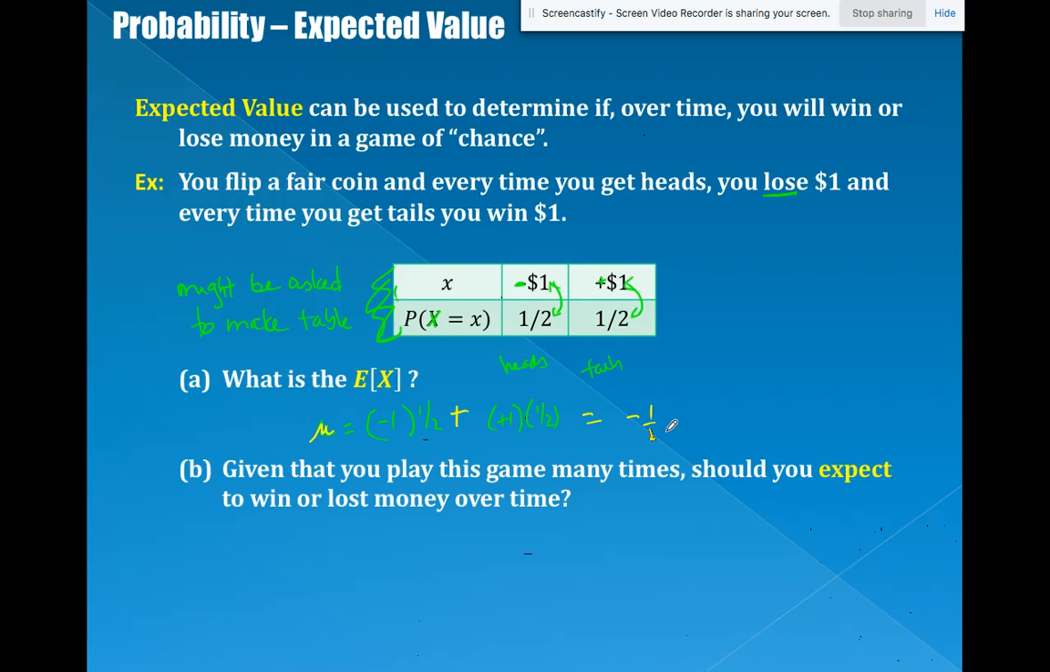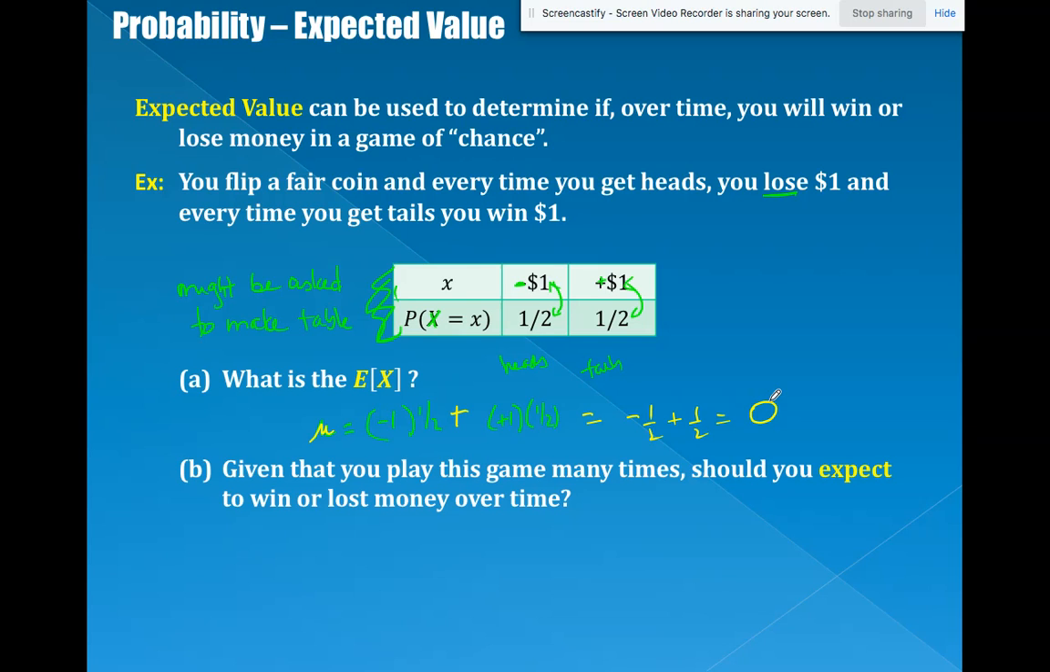Well, that's -1/2 and 1/2 would equal 0. What does that mean? Think about what expected value is talking about. It's not talking about tossing the coin once or even twice. It's talking about tossing the coin many, many, many times.